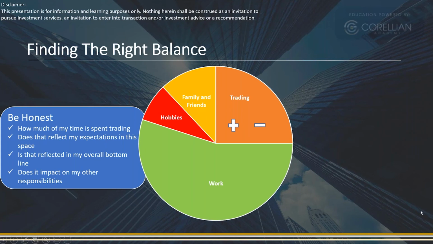But if I focus more on people that are trading, the one key thing here is to work out from your expectations of your trading how much of your time you think should be in that brown segment allocated to trading.